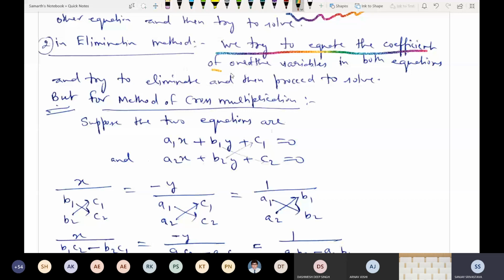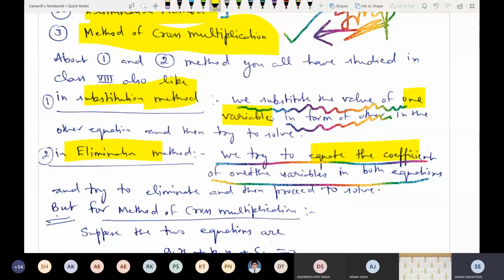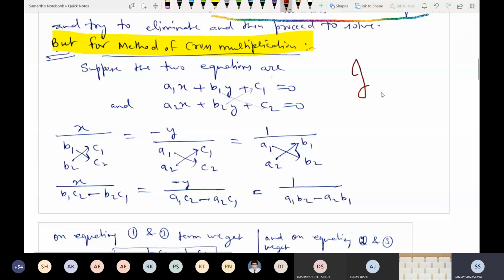It will be more clear if we take one example. But in case of the method of cross multiplication, because this method is very important, mostly the sum will come from the method of cross multiplication only, though it is not certain. It may be from substitution or elimination also, but this method is very important.